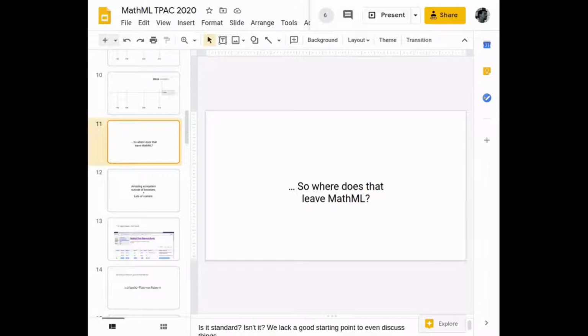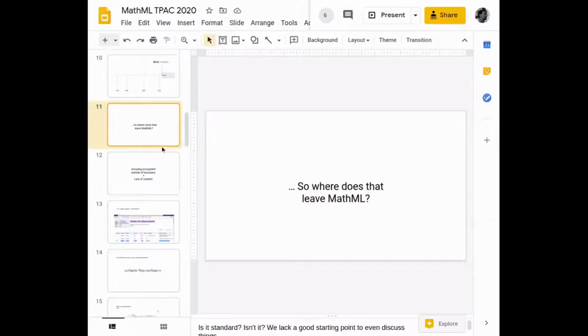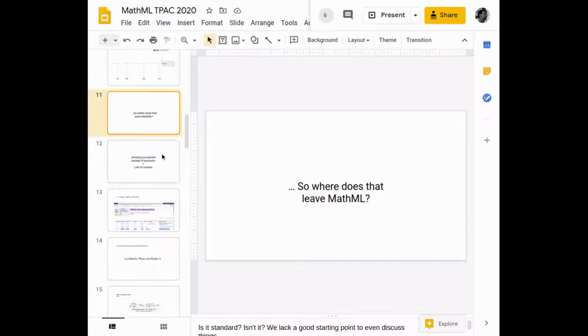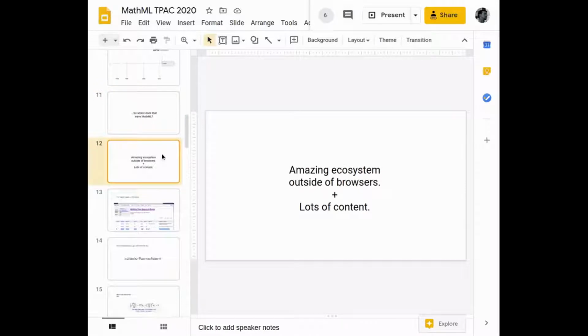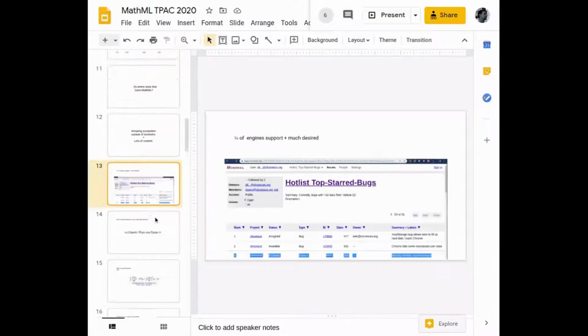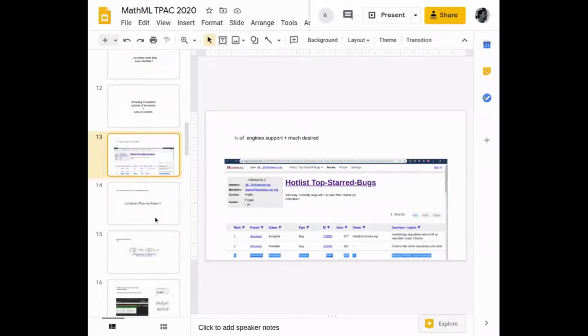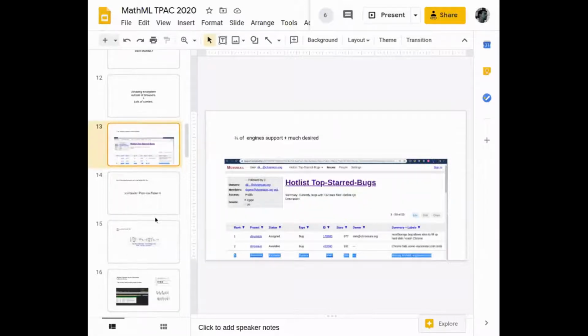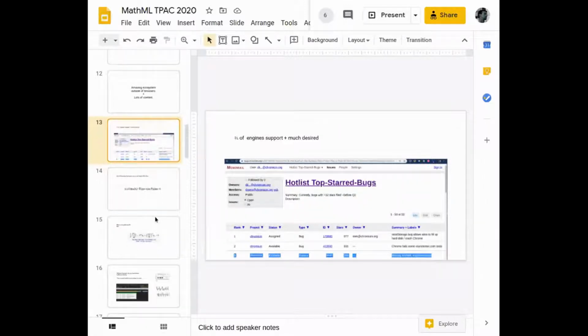Is it a standard? Is it not a standard? Is it going to eventually get done? Is it not? Are we starting over? This is a shame because MathML has this amazing ecosystem outside of browser implementations, and it has lots of content, like millions of MathML on Wikipedia alone. And two of three remaining browser engines support it, and it's one of the most starred bugs on Chromium.